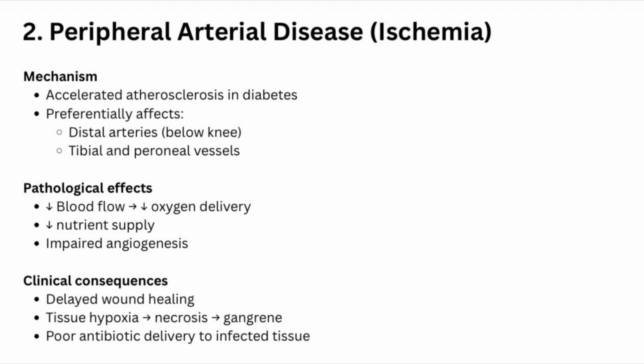As a result, blood flow to the foot is significantly reduced. This leads to decreased oxygen delivery, reduced nutrient supply, and impaired angiogenesis. Clinically, this causes delayed wound healing. Over time, tissue hypoxia can progress to necrosis and even gangrene. In addition, poor blood supply limits the delivery of antibiotics to infected tissues, making infections more difficult to treat.